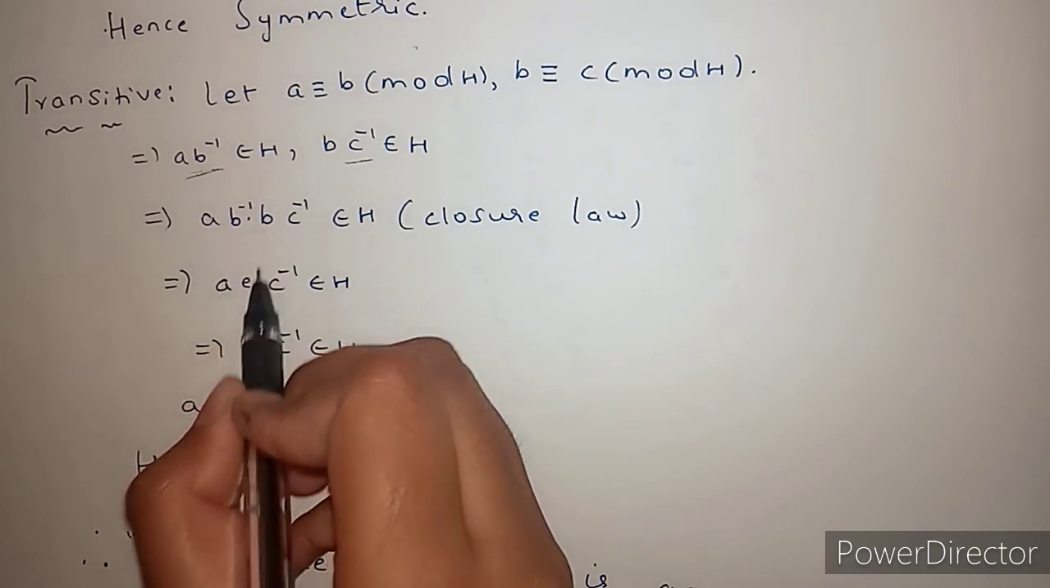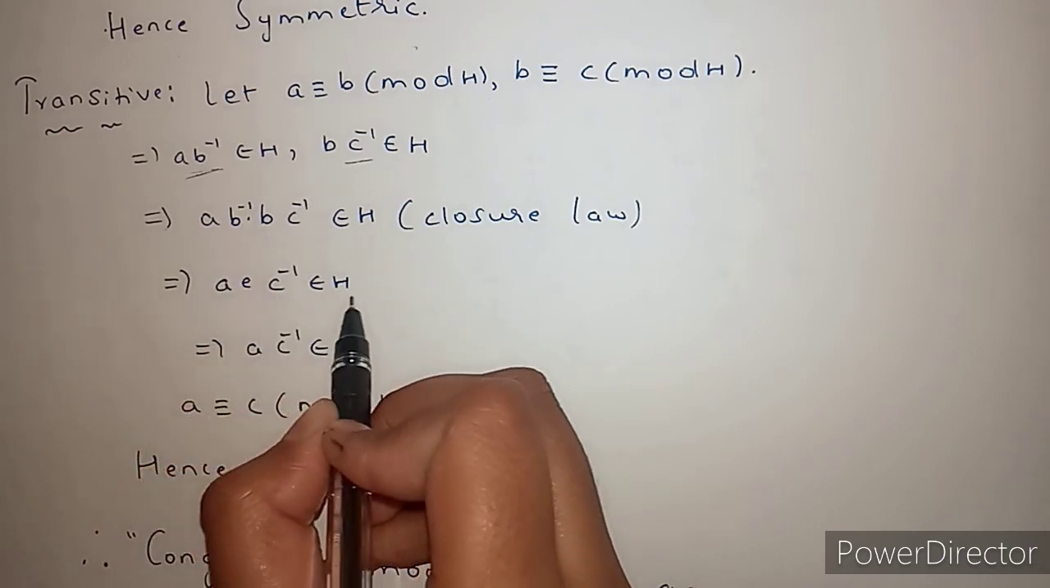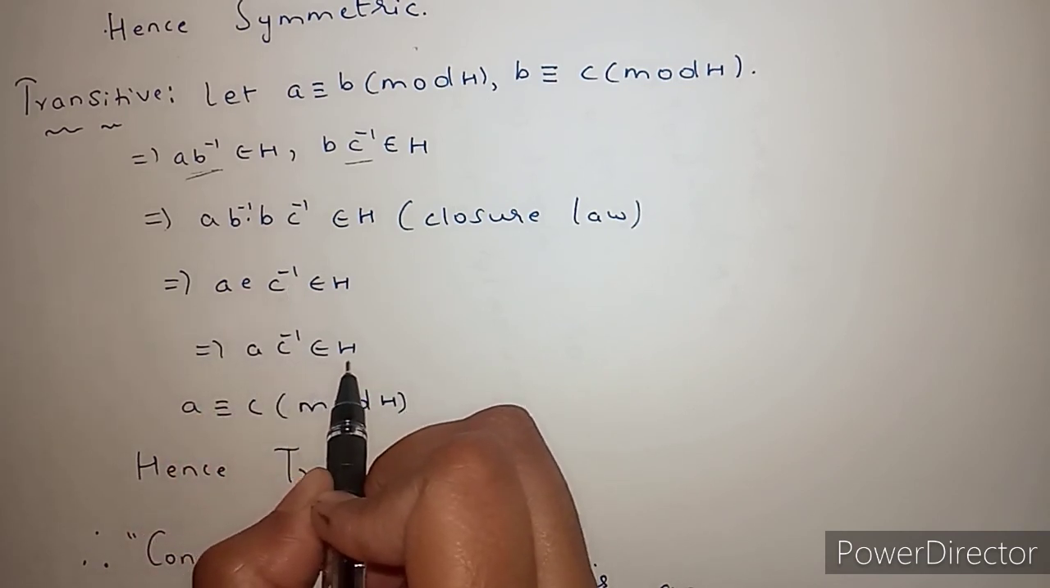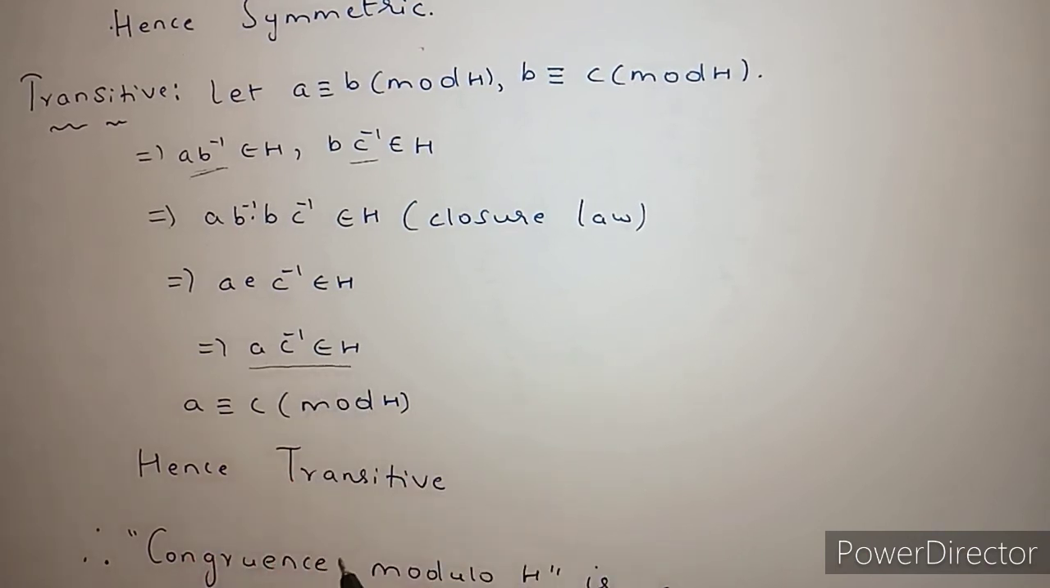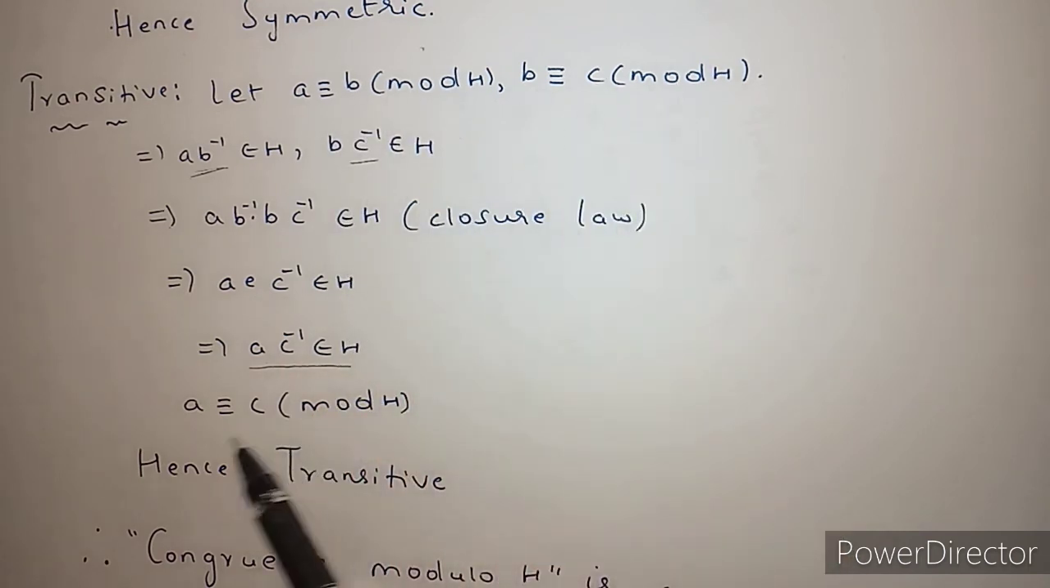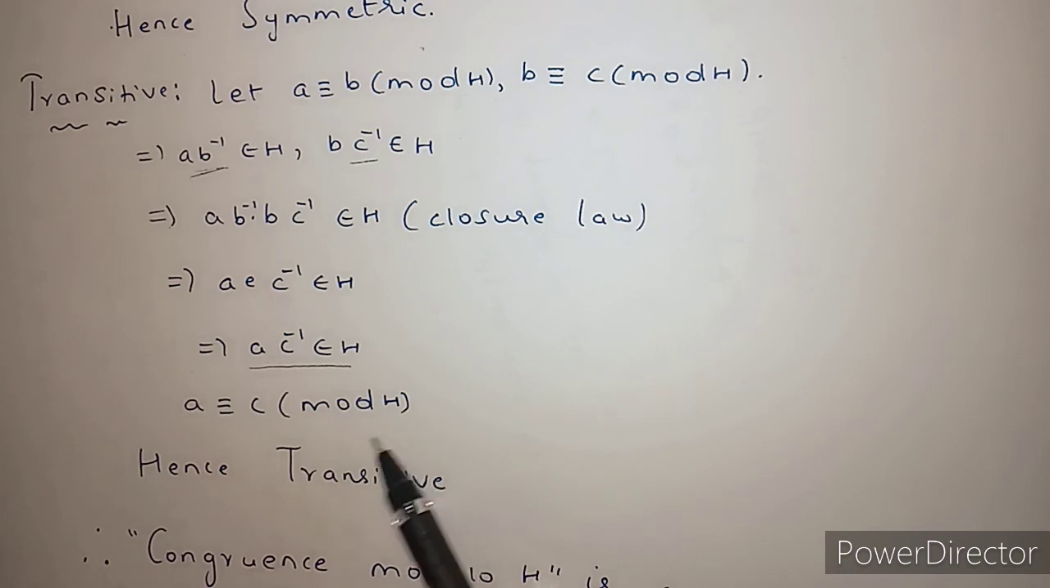Now, a as it is, b inverse times b is e, c inverse belongs to H. Now, a times e is a, times c inverse belongs to H. We have got ac inverse belongs to H, so a is congruent to c mod H. We have assumed a is congruent to b mod H and b is congruent to c mod H, and we have got a is congruent to c mod H. So this is the condition of transitivity, right? So a is congruent to b mod H is reflexive, symmetric and transitive. It satisfied all three conditions of an equivalence relation. So a congruent to b mod H is an equivalence relation.